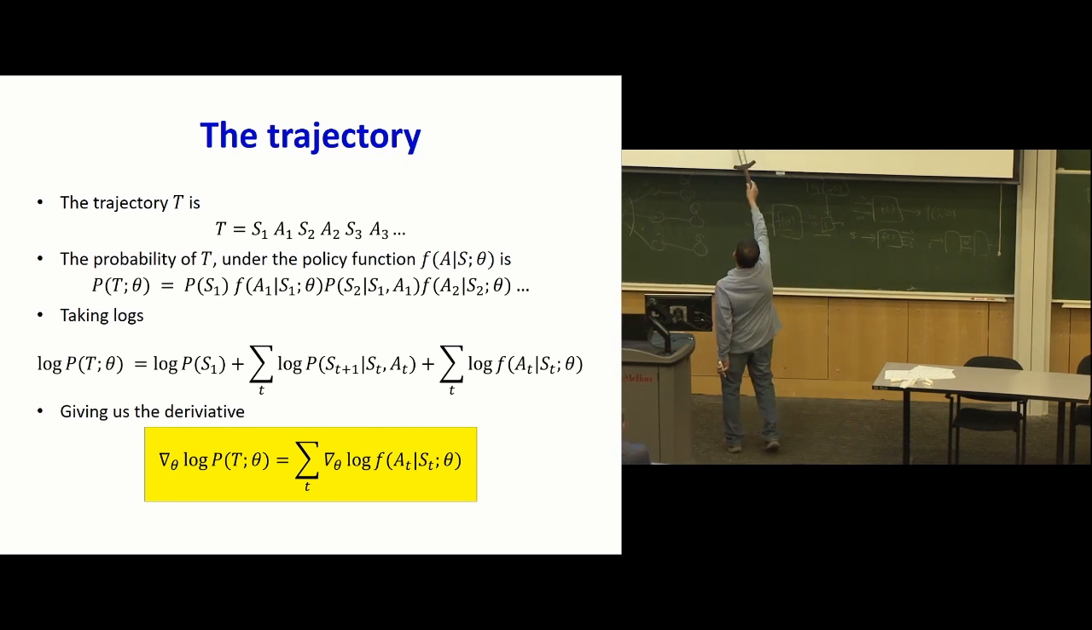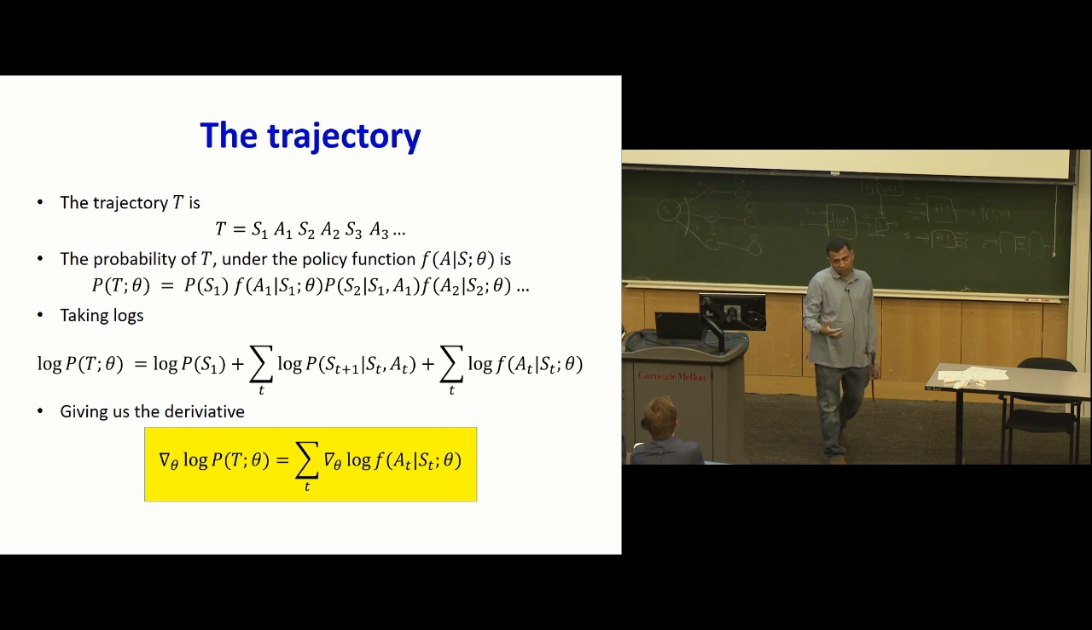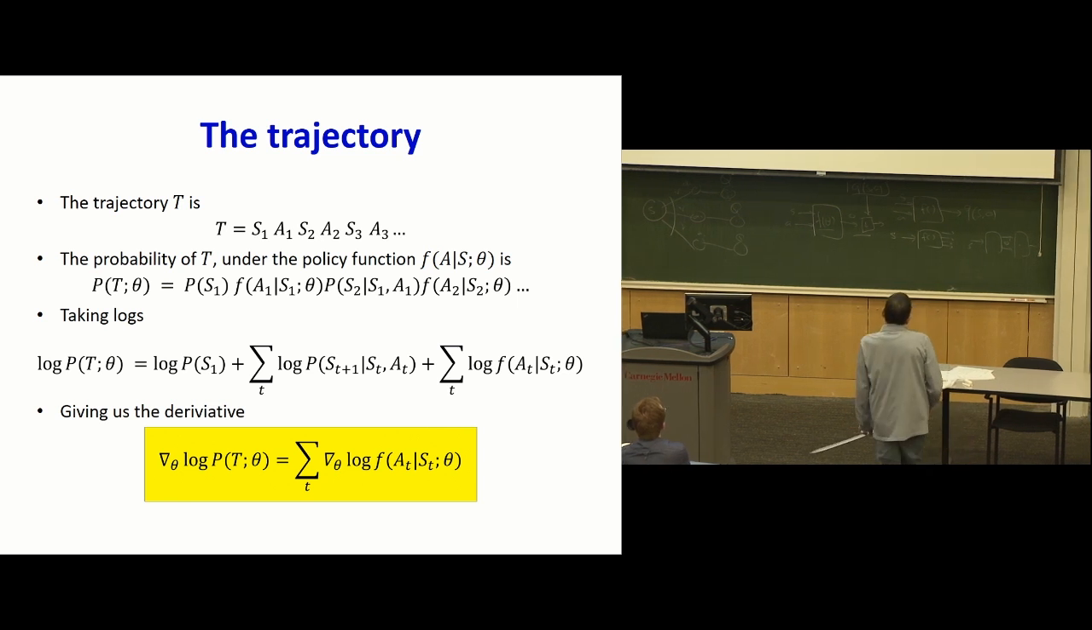The first two terms are the contribution of the environment to the probability of the trajectory. The second term is what is being contributed by our policy, this guy. And so these are not a function of theta. When I take a derivative of log of p with respect to theta, I end up with just a derivative of the log of the function values at each time with respect to theta, right?